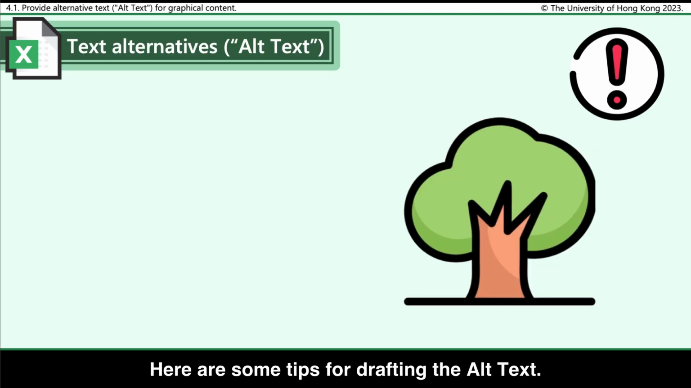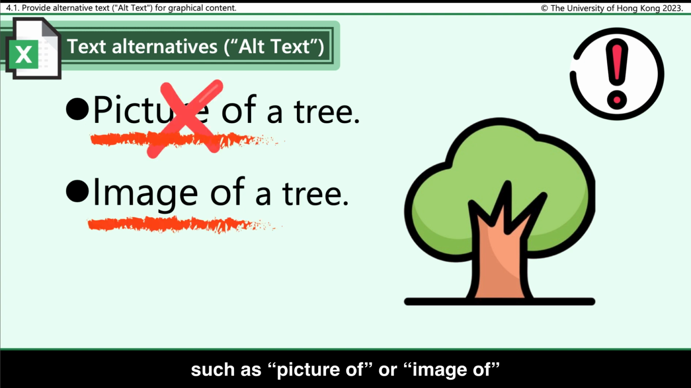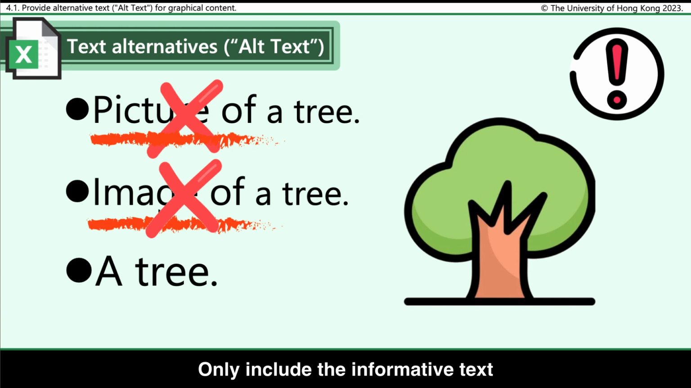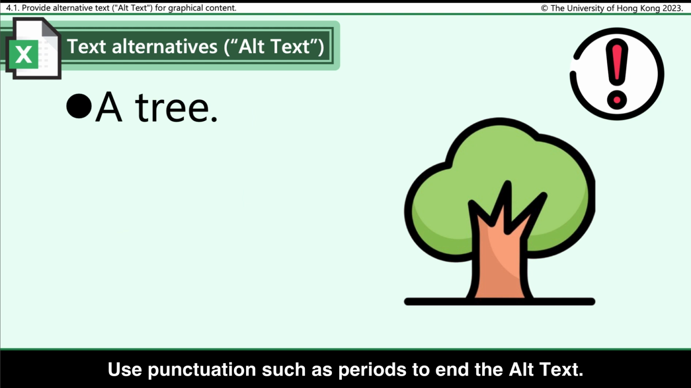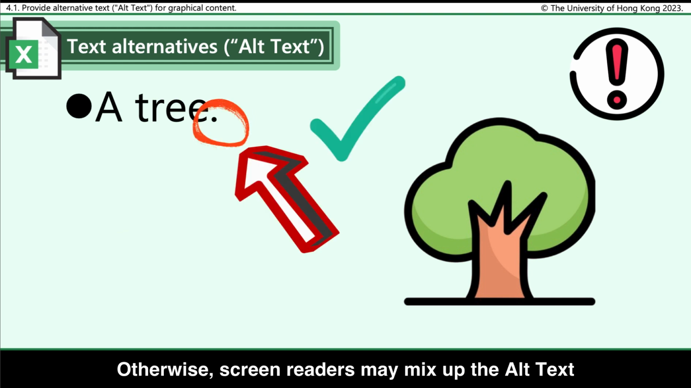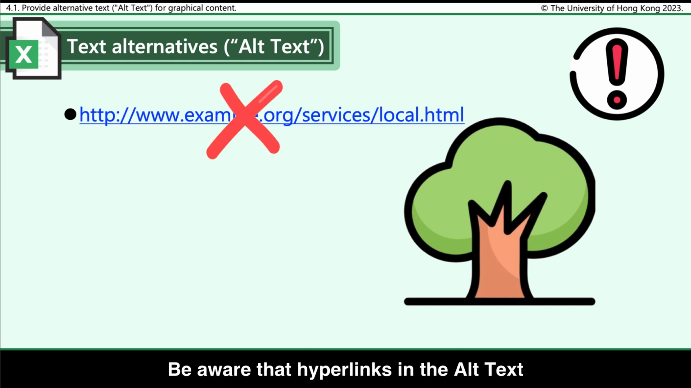Here are some tips for drafting the alt text. In general, no need to begin with phrases such as "picture of" or "image of". Only include the informative text embedded within the graphical content in the alt text. Use punctuation such as periods to end the alt text. Otherwise, screen readers may mix up the alt text and the main body text that follows. It may confuse the users. Be aware that hyperlinks in the alt text cannot be activated or presented by link text.